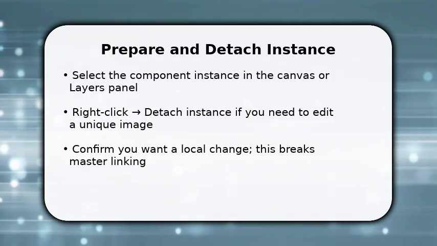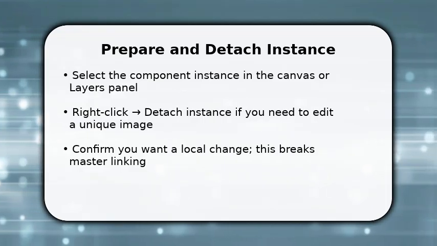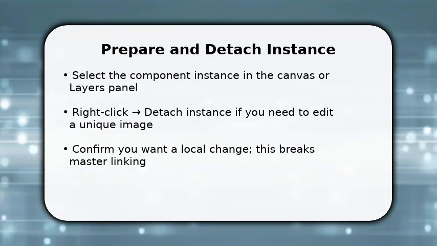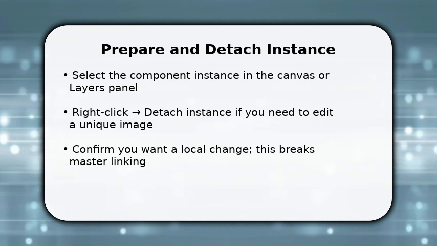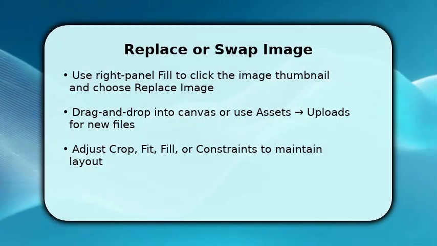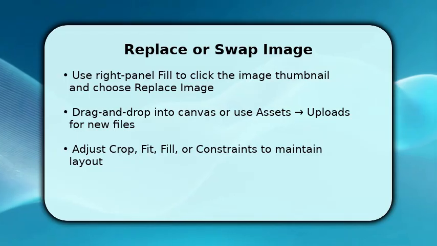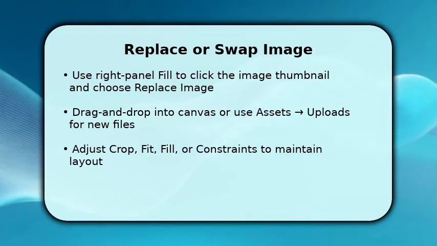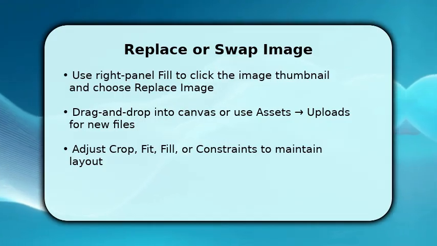However, detaching gives full control over nested layers and makes replacing complex raster layers simpler and more precise. Once the layer is editable, open the right side fill section and click the image thumbnail to replace it. You can drag a new file onto the canvas, use uploads and assets, or choose replace image from the menu.